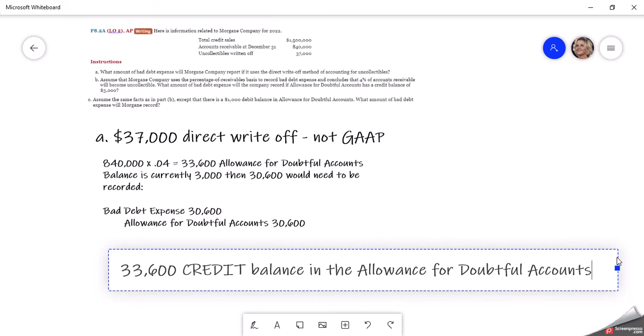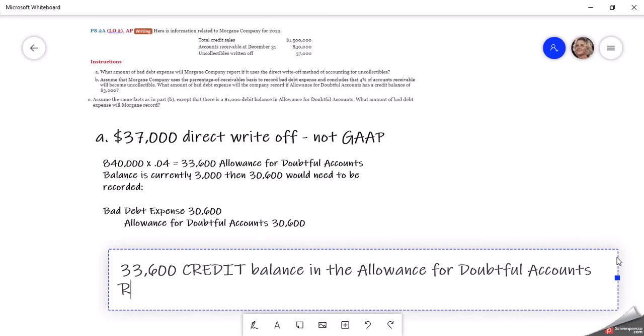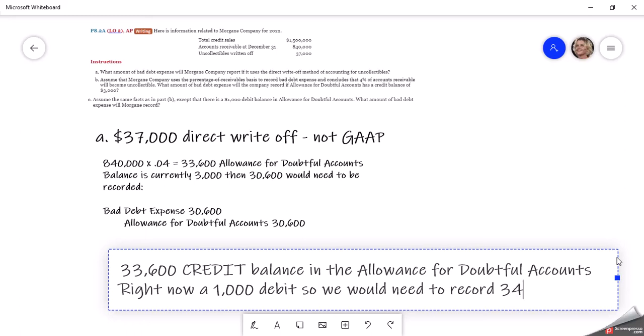So right now there's a debit. So we would need to reverse that, which would be $1,000 plus the $33,600. So that would be $34,600.